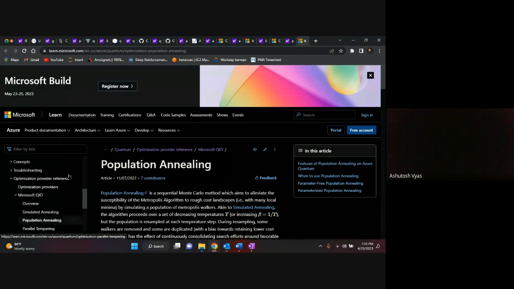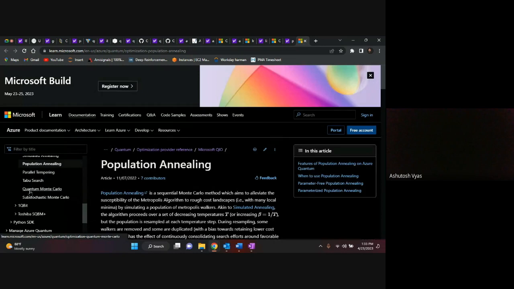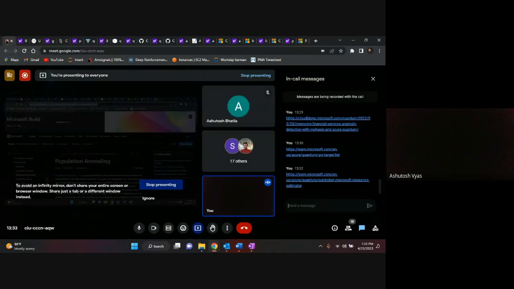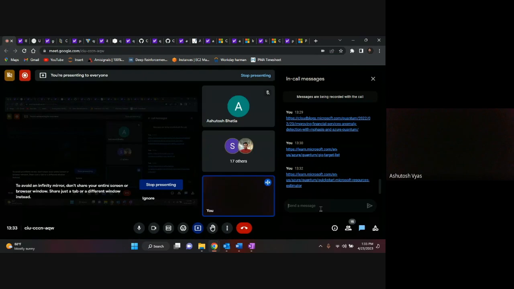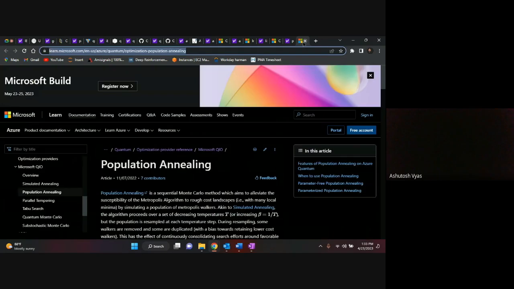So these are all the optimizers which they are providing: simulated annealing, population annealing, parallel tempering, taboo search, quantum Monte Carlo, substochastic Monte Carlo. These are all available using APIs, right? If you want to use them, to be very honest, I have a limited understanding. I understand population annealing, parallel tempering, and quantum Monte Carlo, only three. Substochastic, what it is doing, I have no idea. Simulated annealing, anyway, I know. Taboo search, I don't know how it works.